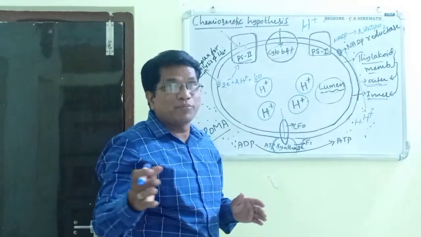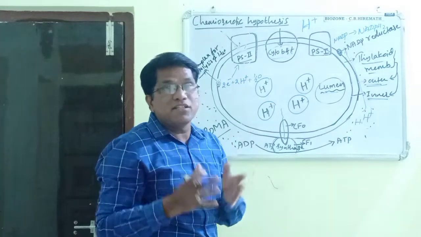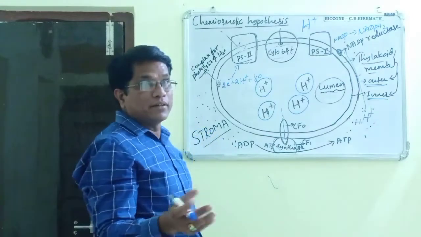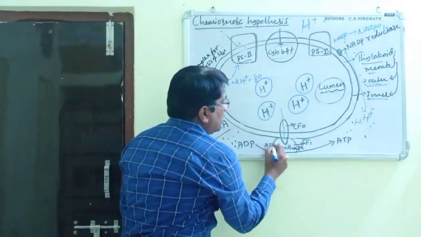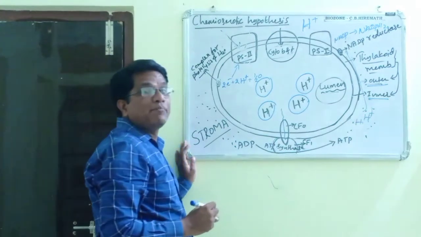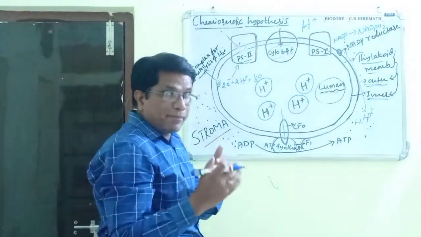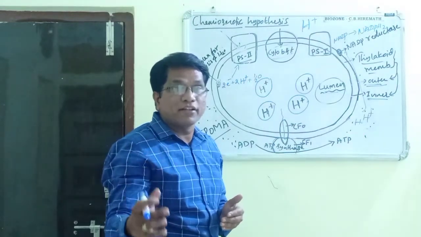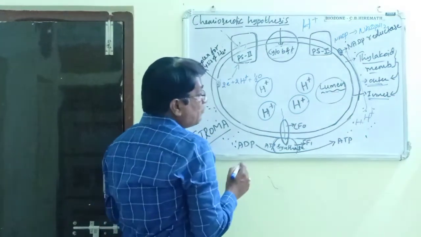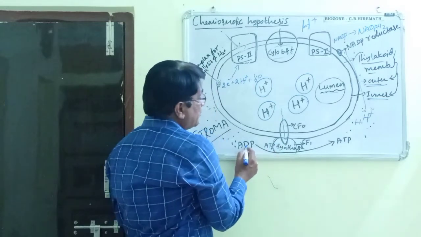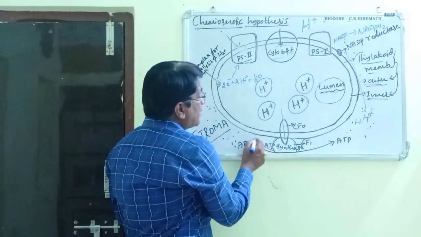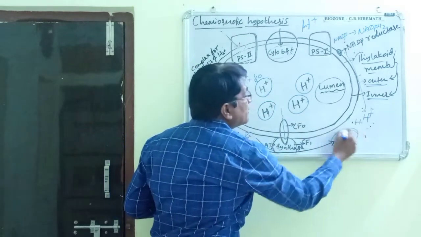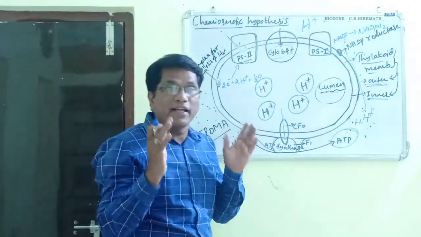During this transportation, energy is released. That energy is utilized for the formation of ATP molecule. This means the ADP, that is adenosine diphosphate, gets combined with inorganic phosphate so as to produce the ATP molecule. The same is shown here. So this ADP gets combined with that inorganic phosphate so as to form this ATP molecule.